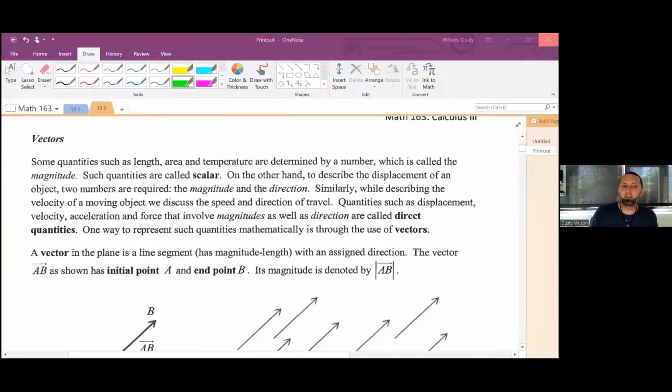Some quantities, such as length, area, and temperature, are determined by a number, which is called the magnitude. Such quantities are called scalar. On the other hand, to describe the displacement of an object, two numbers are required, the magnitude and the direction. Similarly, while describing the velocity of a moving object, we discuss the speed and direction of travel. Quantities such as displacement, velocity, acceleration, and force that involve magnitudes as well as direction are called vector quantities. One way to represent such quantities mathematically is through the use of vectors.